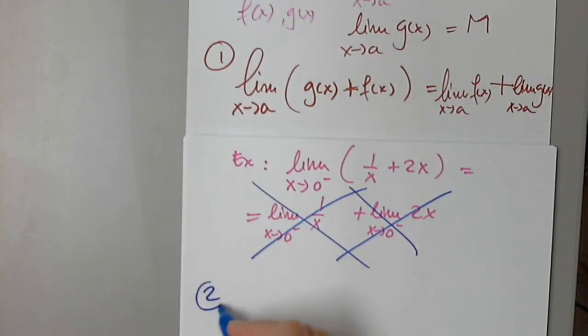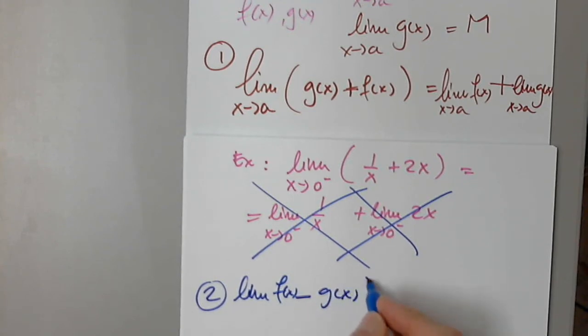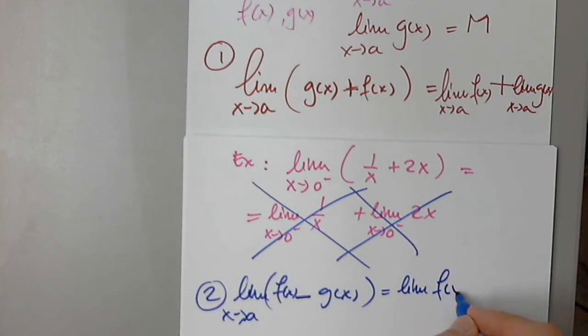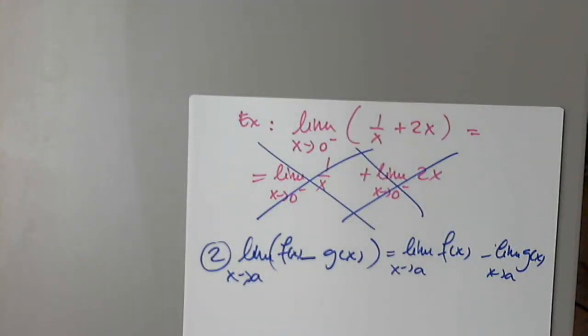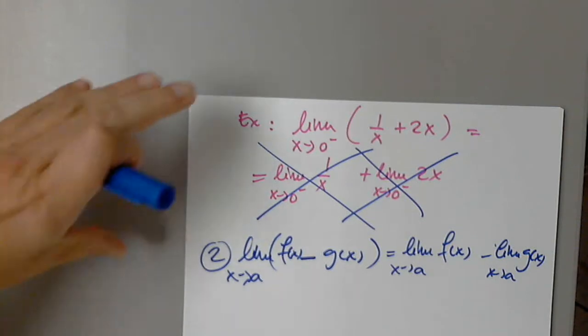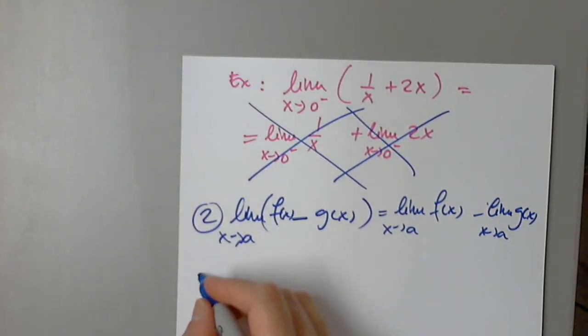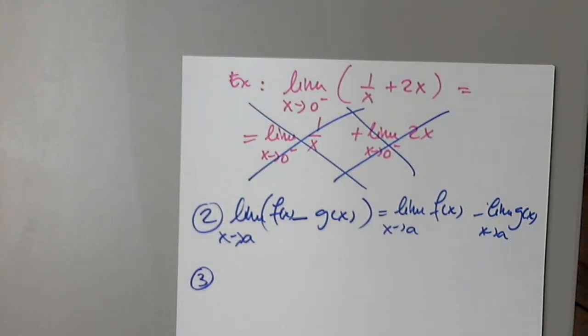Number two, it's the same with the difference. So the limit of f of x minus g of x as x approaches a from either side is the limit of f of x as x approaches a minus the limit of g of x as x approaches a. Of course, the assumption has to be fulfilled. Any questions?